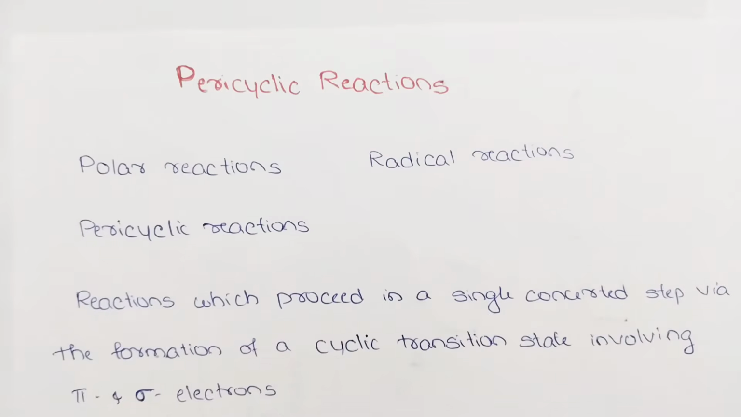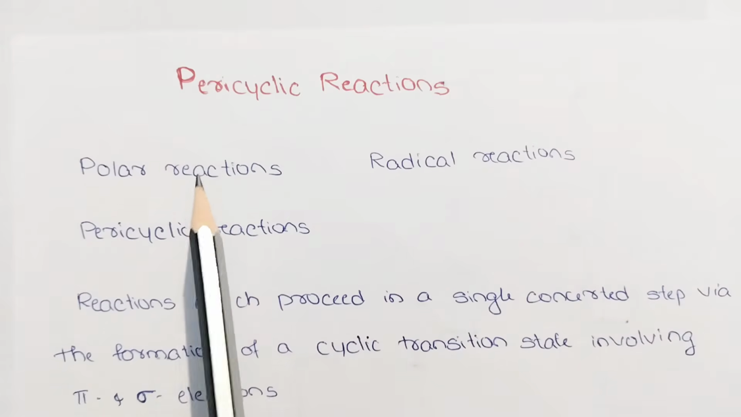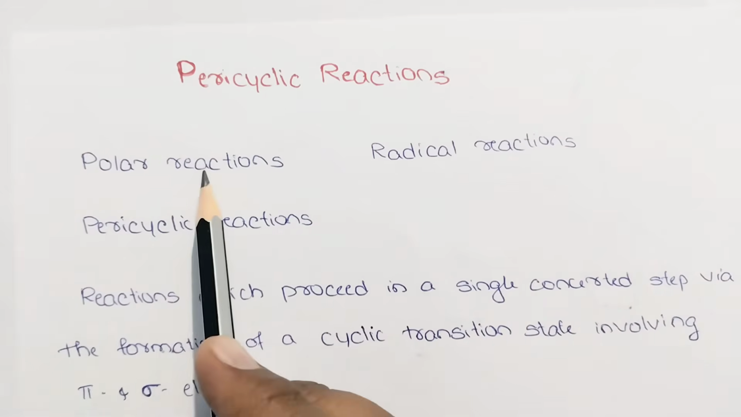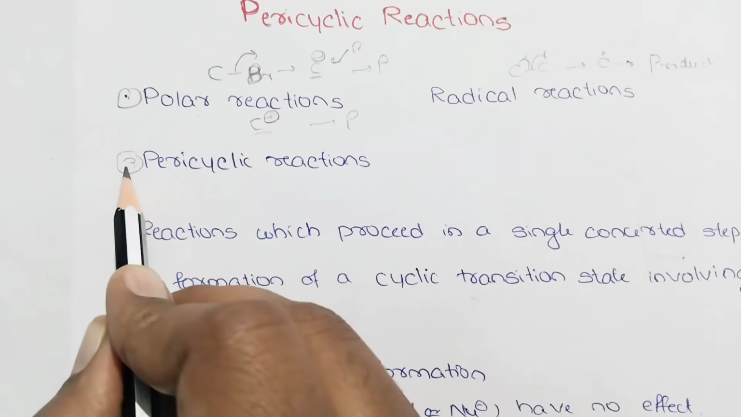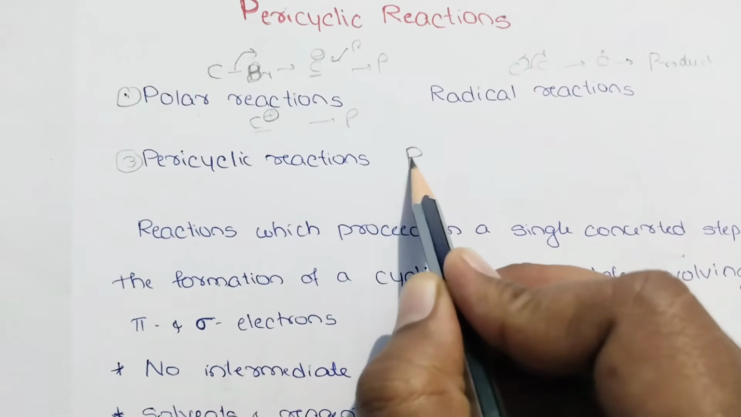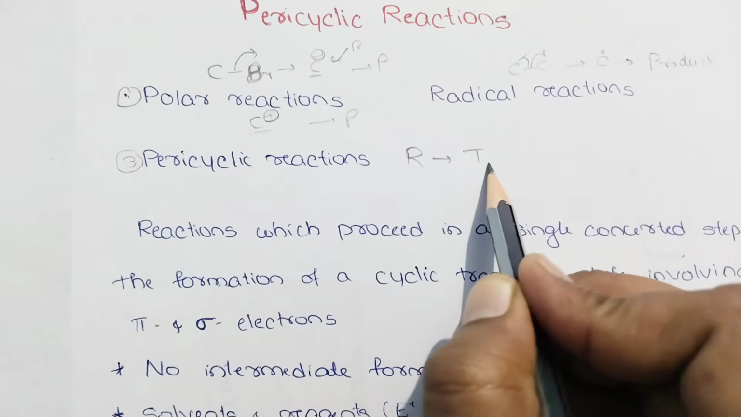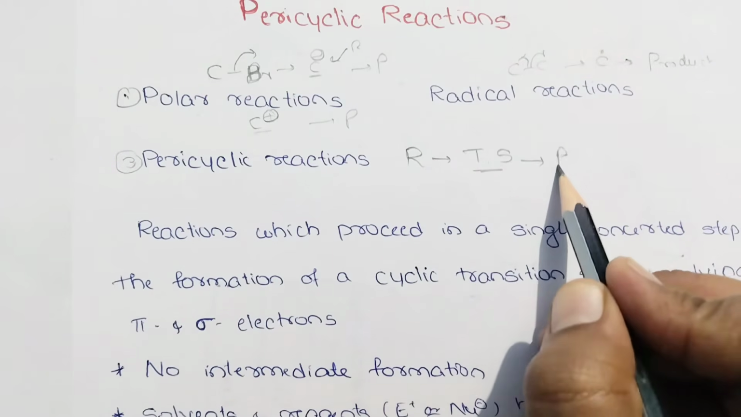Hello everyone. In this video, we shall briefly understand pericyclic reactions and we shall solve the previous year KSET questions on pericyclic reactions. The organic reactions are mainly three types: polar reactions, radical reactions, and pericyclic reactions. Pericyclic reactions are single step reactions. Reactants involve the formation of a cyclic transition state and go on to give the product.